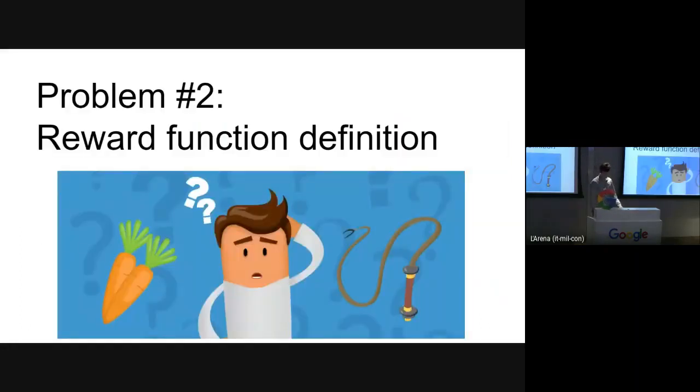So the next problem is the reward function definition. Recall that the environment, along with the state, provides to the agent a certain value called reward.